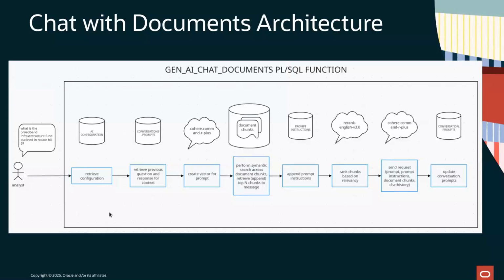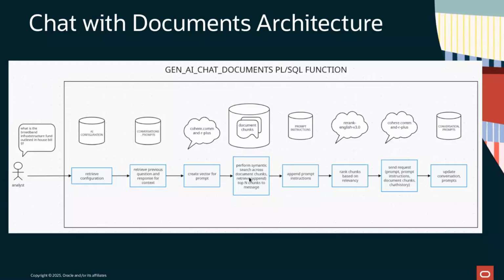It introduces some new components. I expose the configuration in a table so end users can change parameters if they wish. I retrieve the previous question and a response to give it context. This is not the chat history. This is providing vector search with the previous question to allow that continuity. We create the vector prompt using a Cohere model. We perform a semantic search across document chunks.